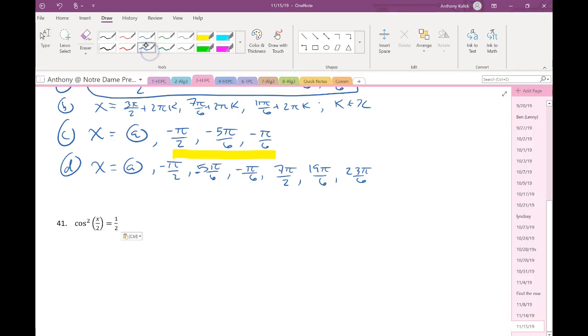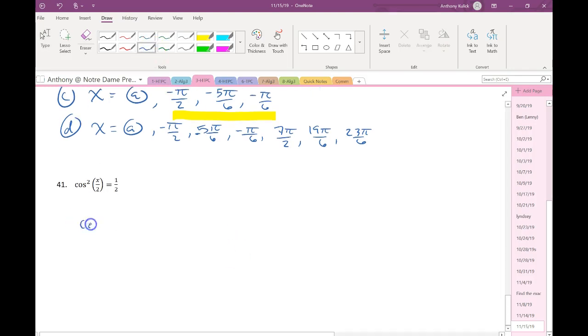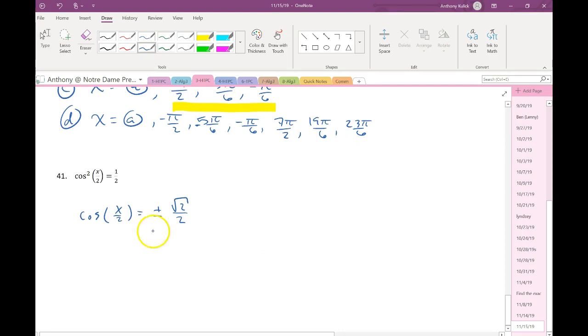All right, so my first step is going to be to square root both sides. So I get plus or minus, and that turns into just the square root of 2 over 2 when I rationalize the denominator. Everybody okay with that? Okay. So I'm going to split this into 2 equations. So x over 2 is equal to the cosine inverse of positive root 2 over 2. And then x over 2 is going to equal the cosine inverse of negative root 2 over 2.